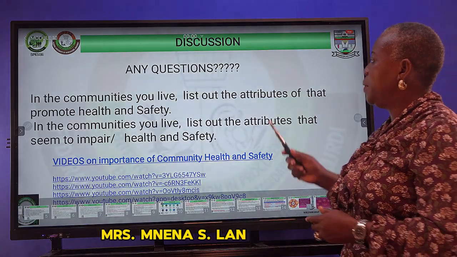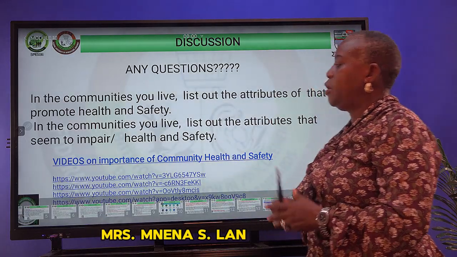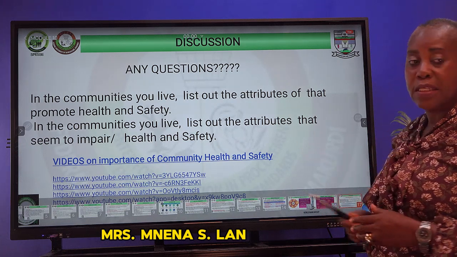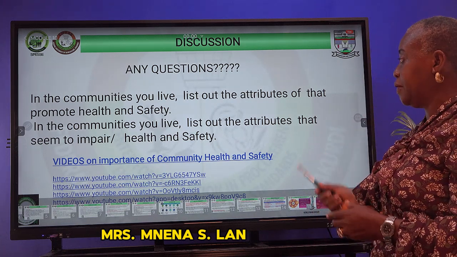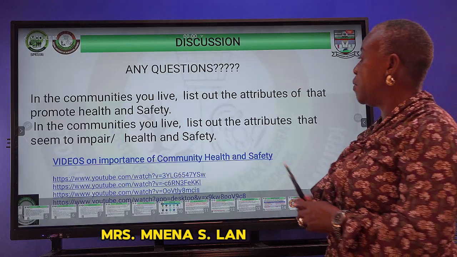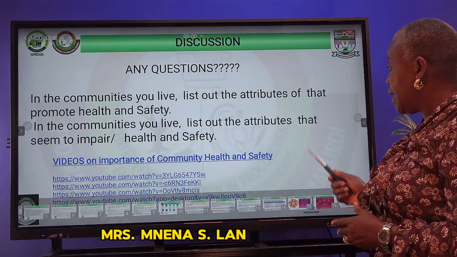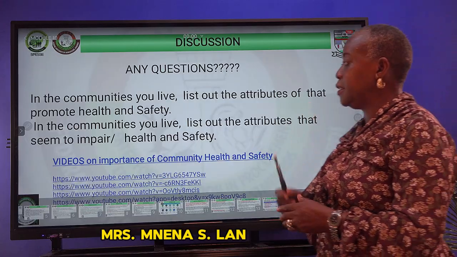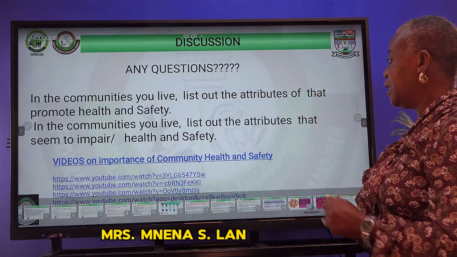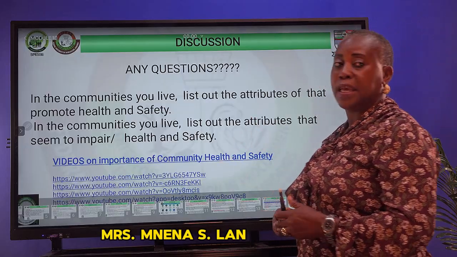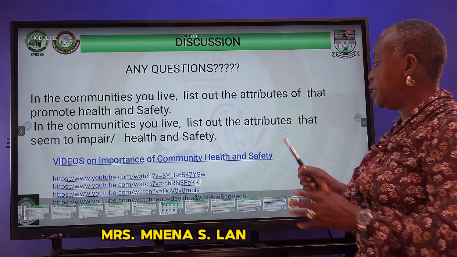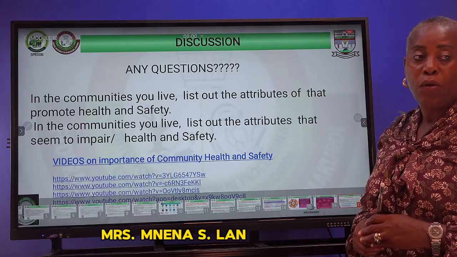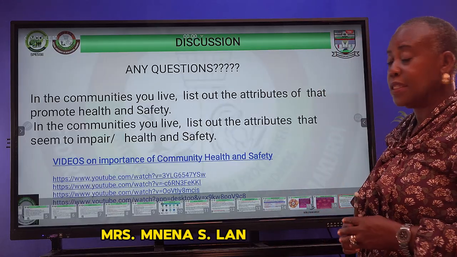So we will be discussing this in your communities. Maybe you list the attributes of the communities where you live and work that make it a safe community, as well as some of the things in that community that make it unsafe or seem to impair your health and safety. This is a discussion. We will take it up in our chat, and there are some videos here for you to play and see, to understand better what is expected of you in the community to promote its health and safety.